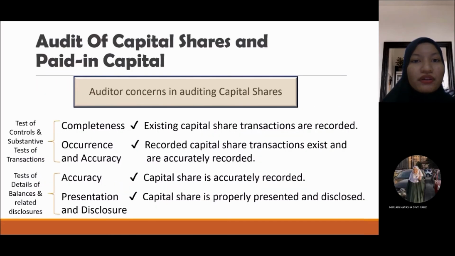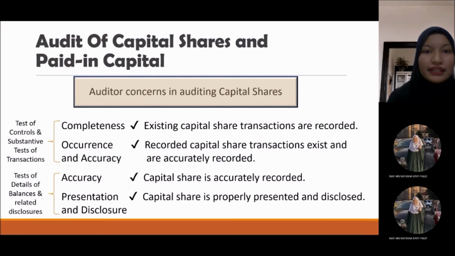Then I will proceed with audit of capital shares and paid-in capital. Auditors have four main concerns in auditing the shares. First is completeness, where existing capital share transactions are recorded. This objective is easily satisfied when a registrar or transfer agent is used. The auditor can confirm with them whether any capital share transactions occurred and the accuracy of existing transactions, and then determine if all of those transactions have been recorded.